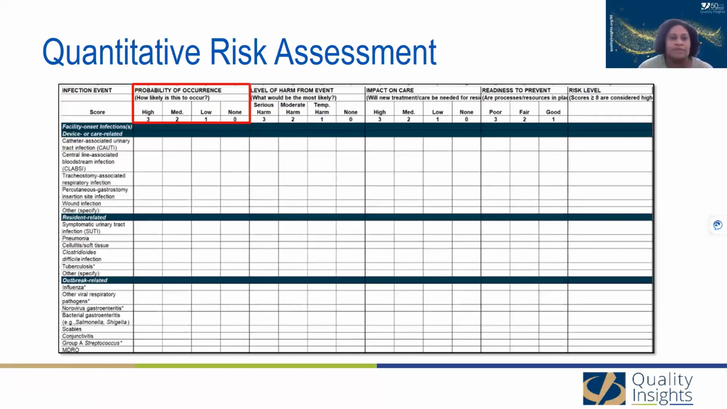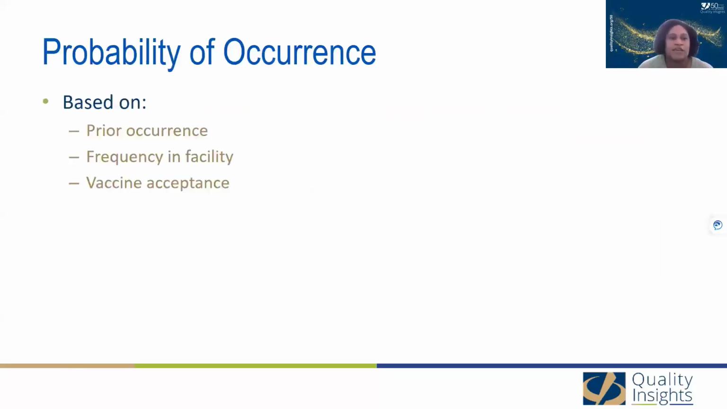The next column is for probability of occurrence. And it's, like I said, how likely is this going to occur? And some things you can base this on is prior occurrence within the facility, how frequently you see it in your facility, and also vaccine acceptance. If you have a very low vaccine rate, that might impact how probable certain infections will occur.